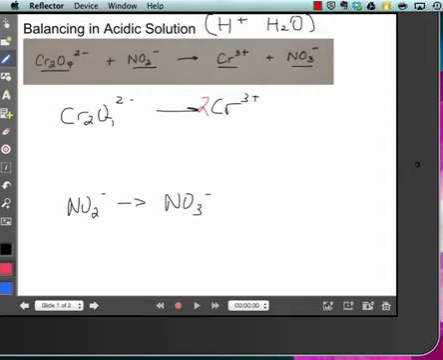So in the first half reaction, I have 7 oxygens on the left, so I'm going to add 7 waters to the right to balance out the oxygens. So now I have 7 O's on both sides. But now I have 14 H's on the right. I'm going to use H plus to balance the H's. So over here on the right, I'm going to add 14 H pluses.